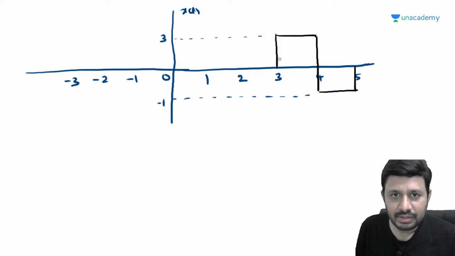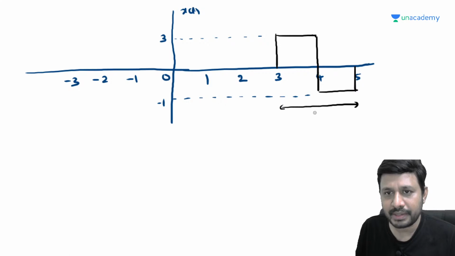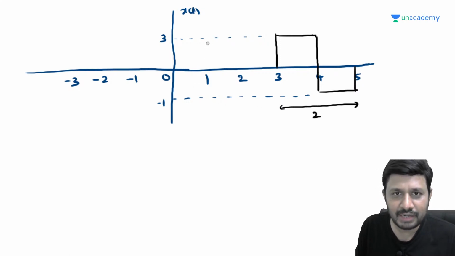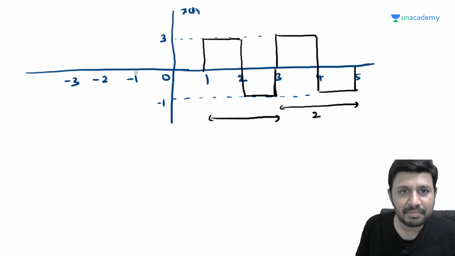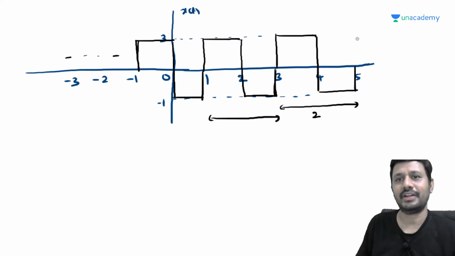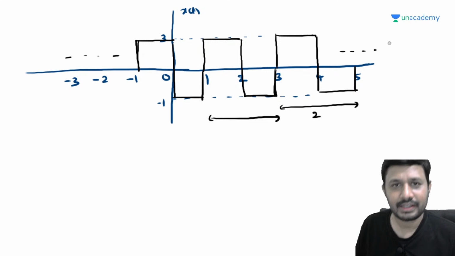One period he gave, no, means this shape will be repeating periodically. What is the period here? One period he said, so period is 2. Means between 1 to 3 also I will have the same shape, no? Periodic signal means it must repeat periodically. Between minus 1 to 1 also I must have the same shape, no? And so on. Now I got the signal. Now I constructed the periodic signal.